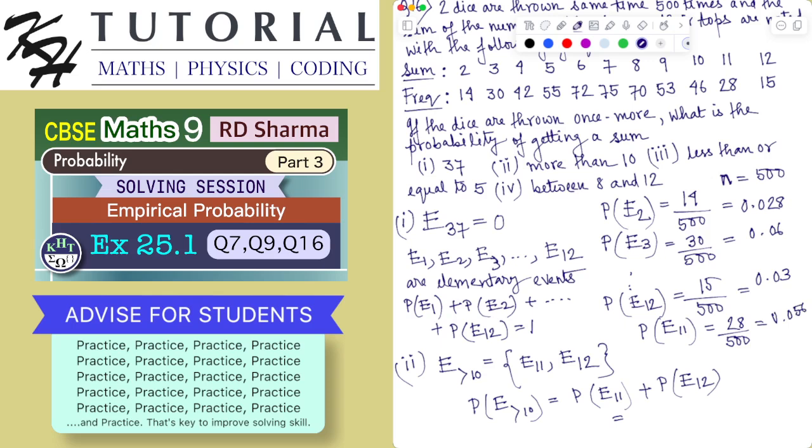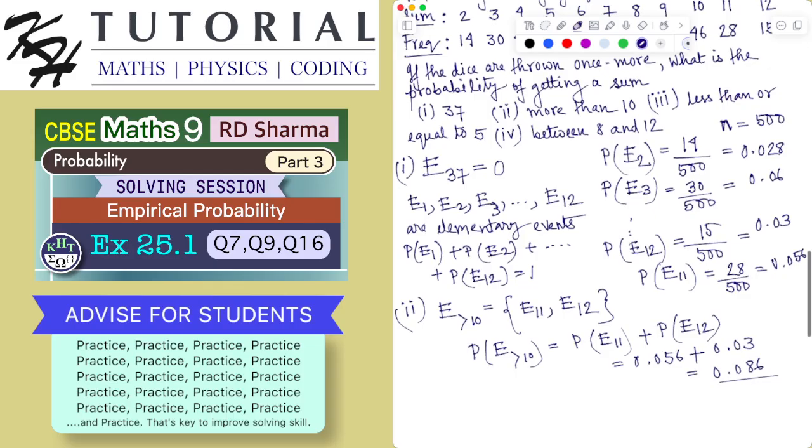So the probability that the sum of the numbers appearing on the top of the two dice is greater than 10 will be probability of E11 plus probability of E12. So this is 0.056 plus 0.03. This is 0.086. Okay.